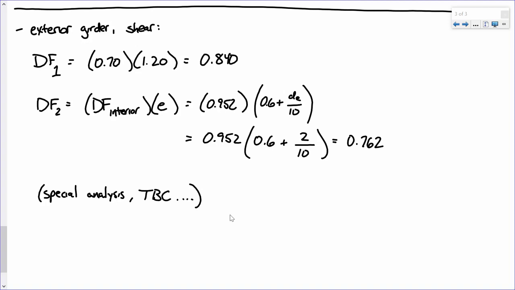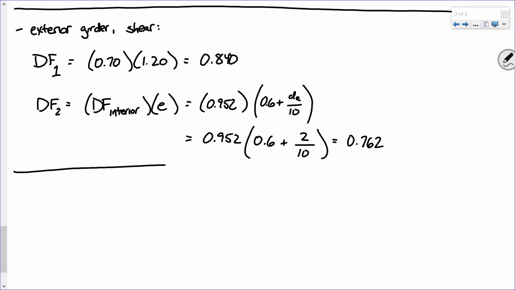So what I'm going to do, I'm going to erase this where it says special analysis to be continued, because it's being continued right now. So special analysis.